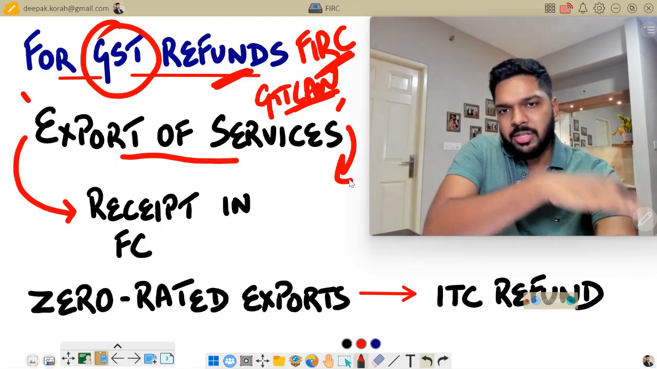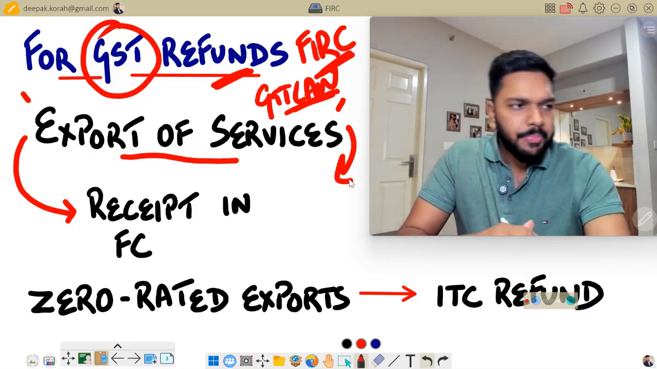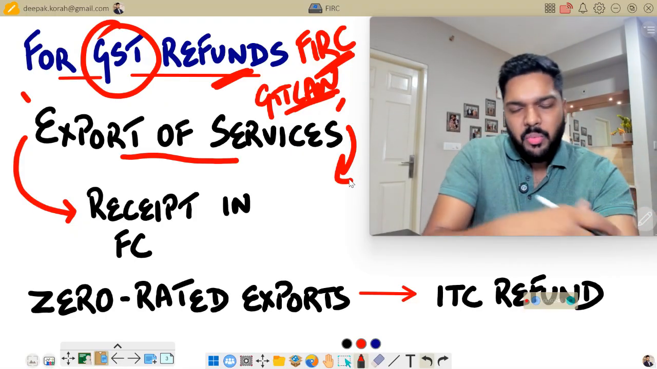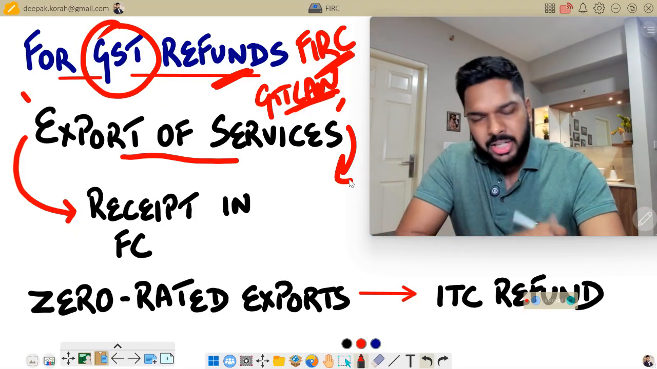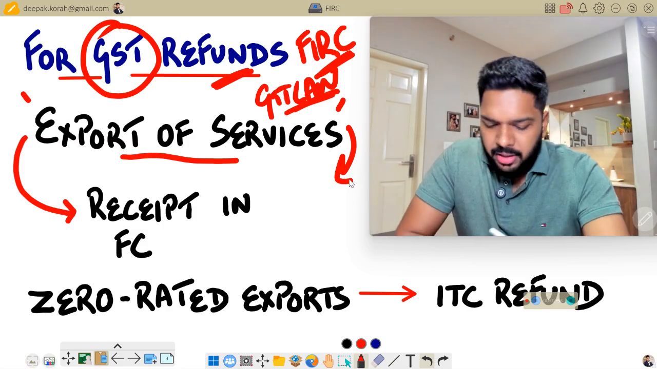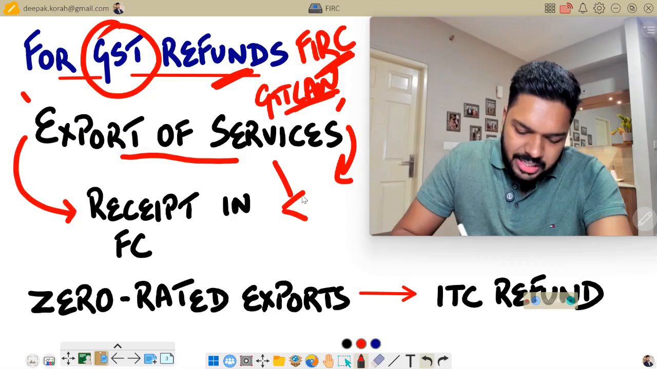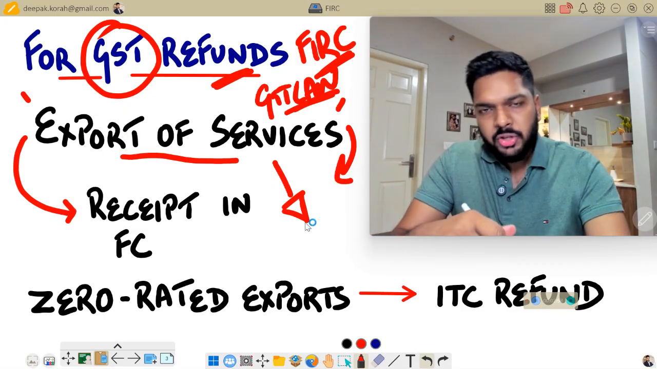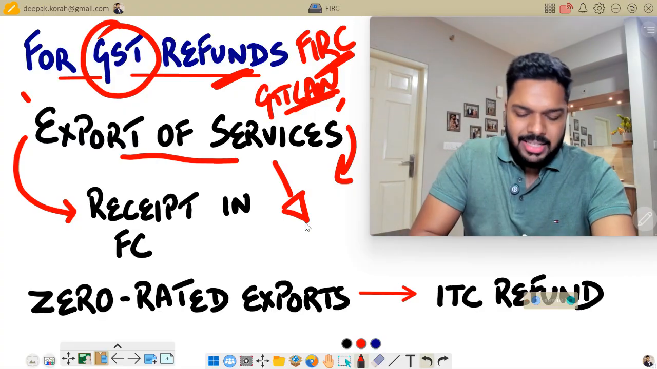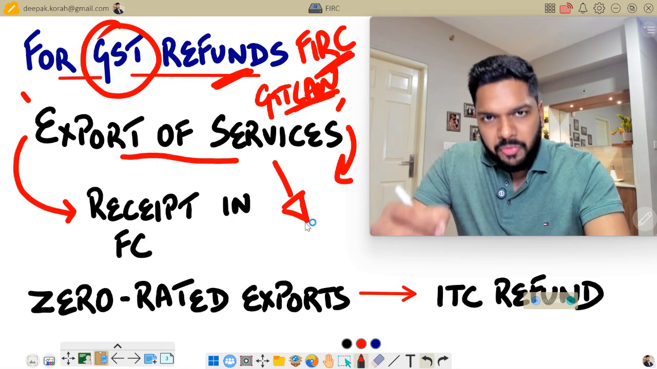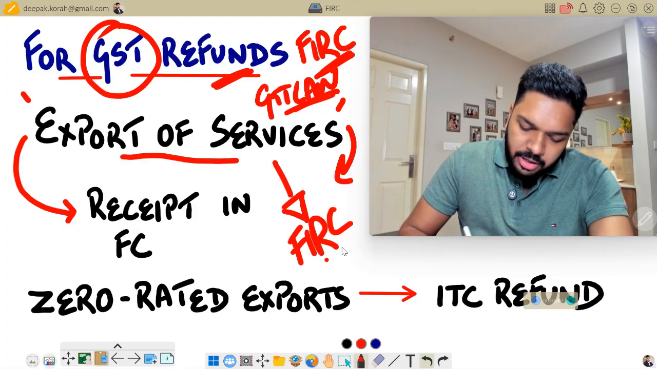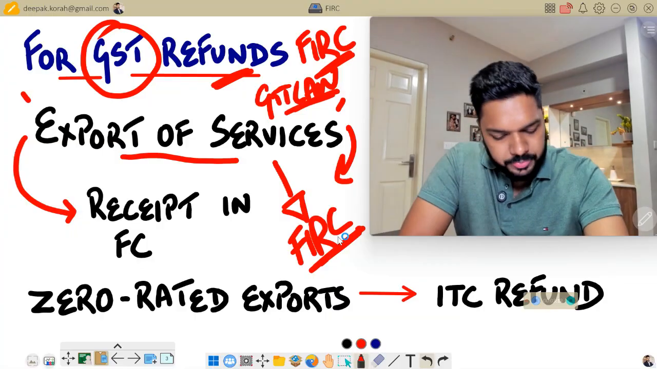Naturally, when you're exporting out services or when you're exporting out goods, it is a place where the services are delivered or the goods are delivered, which is basically the place of the customer outside India. Both should not be related. And the last condition is very important, that the payment or the receipt for this particular export of goods or services should be in foreign currency. And what the GST department mandates is that if you need to prove that the payment has been received in foreign currency, you need to furnish a foreign inward remittance certificate issued by your bank.